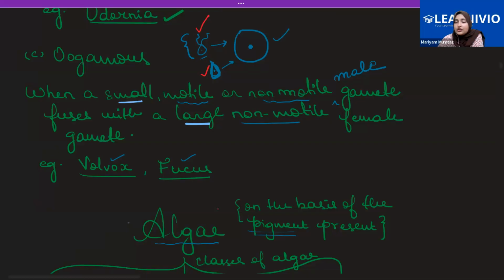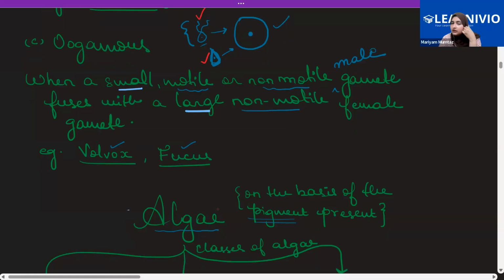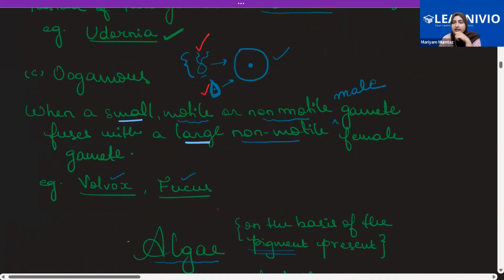So whenever the fusion of a smaller male gamete takes place with a larger non-motile female gamete, that's fixed, that is called oogamous. This takes place in the case of Volvox and Fucus. These are examples of algae. Any doubts up until now?